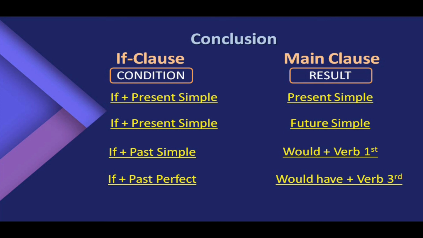Now let's talk about the last structure, third conditional, type 4. The structure of if clause is if plus past perfect, and the structure of main clause is would have plus verb third form. It means the complete structure is if plus past perfect condition, and the result would have plus verb third form. The third conditional sentence is used to talk about an imaginary condition and its probable result in the past.